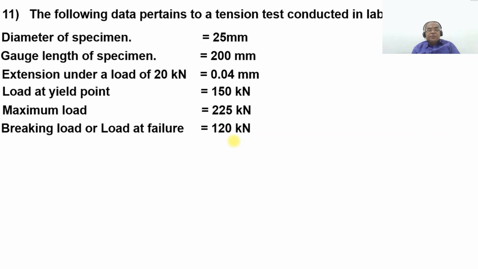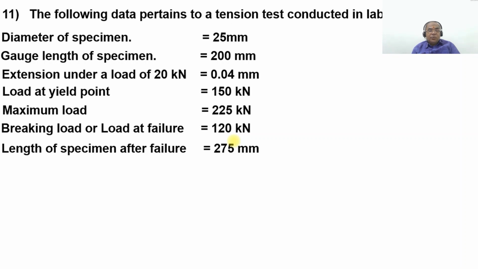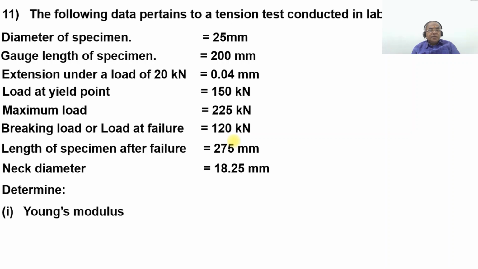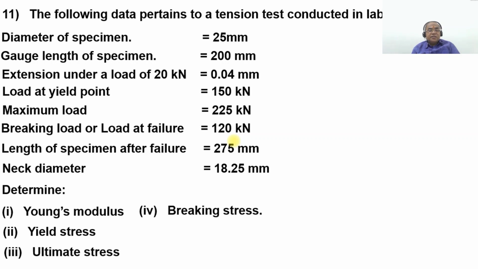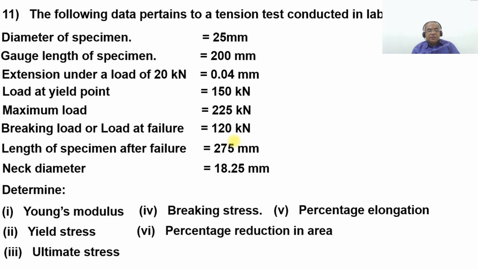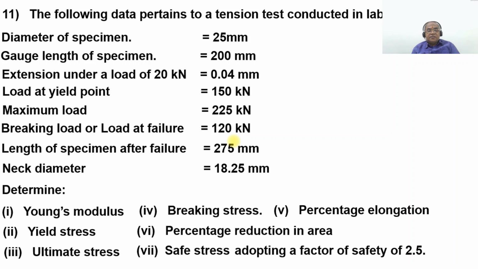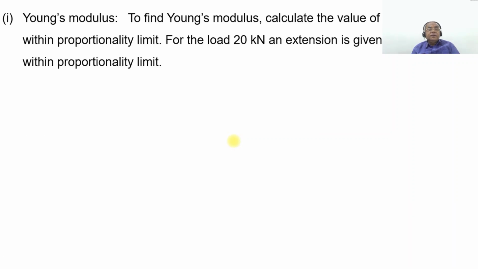breaking load or load at failure is 120 kN. The length of the specimen after failure is 275 mm. Net diameter is 18.25 mm. Determine: one, the Young's modulus; second, the yield stress; third, the ultimate stress; fourth, the breaking stress; fifth, the percentage elongation; sixth, the percentage reduction in area; and number 7, the safe stress adopting a factor of safety of 2.5.